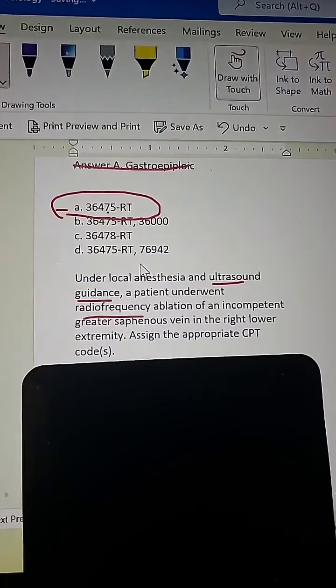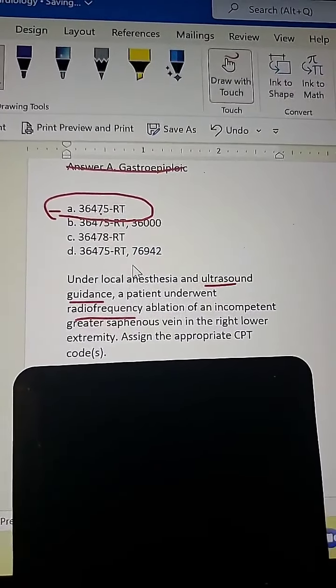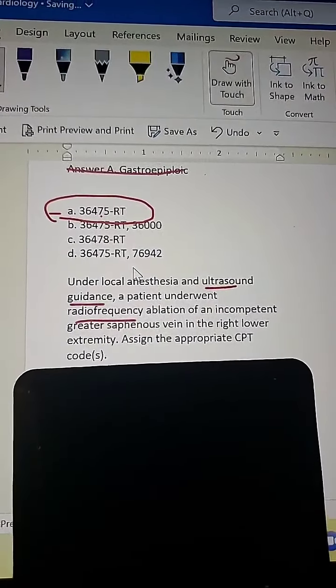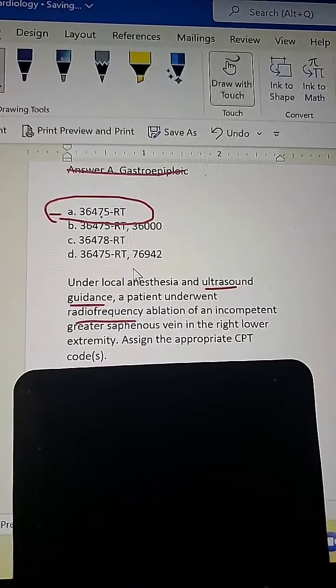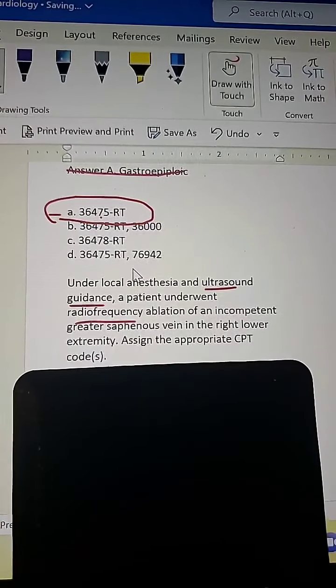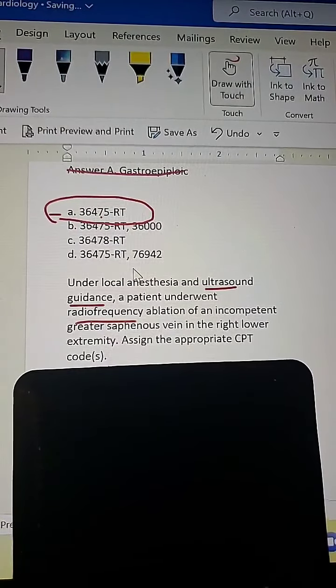Now, things I would add to this one is, includes ultrasound. You could always do that. Includes ultrasound. And then you could add that they went in through the greater saphenous vein.